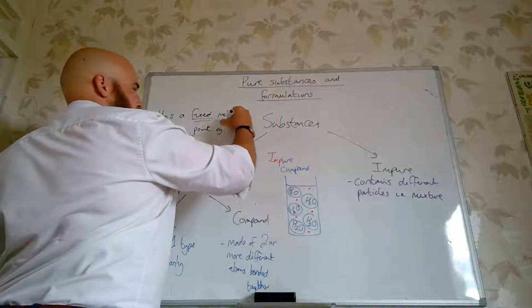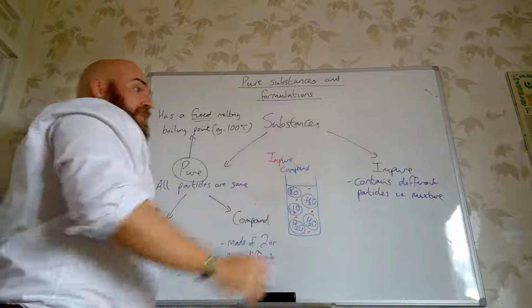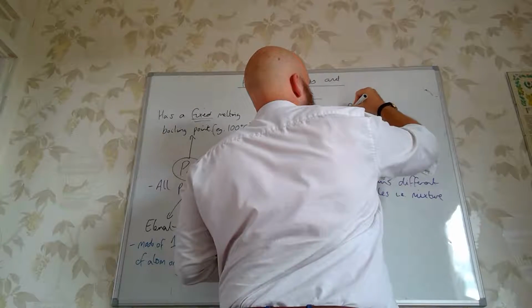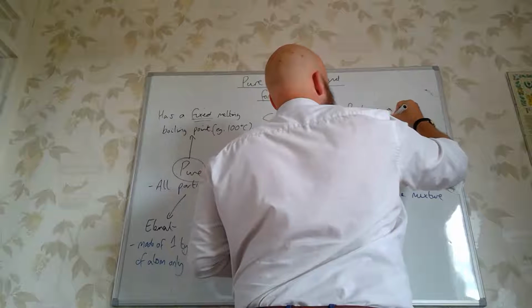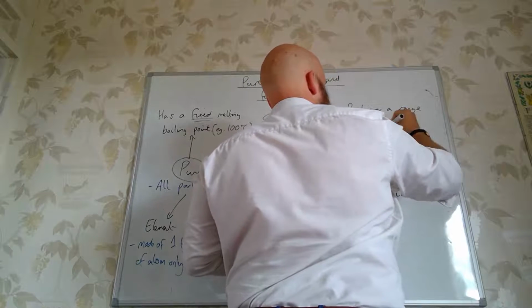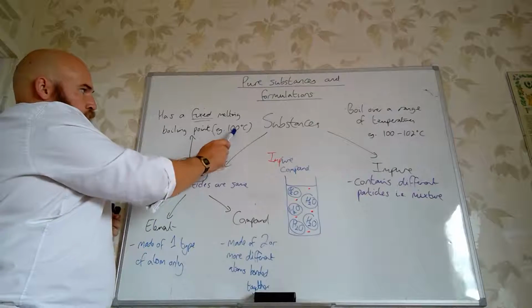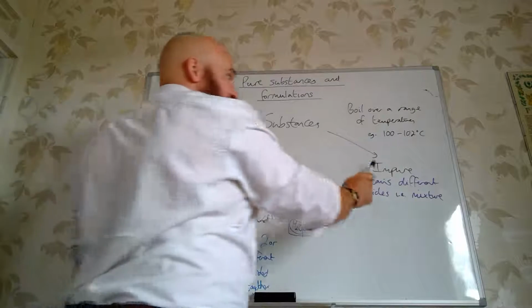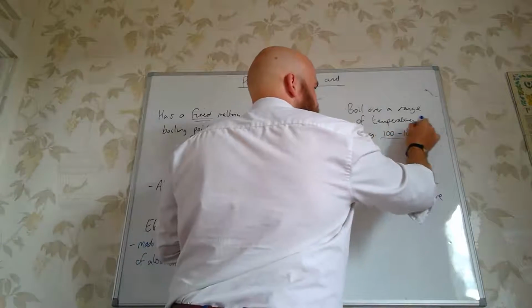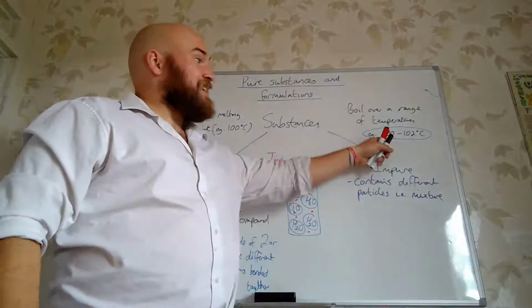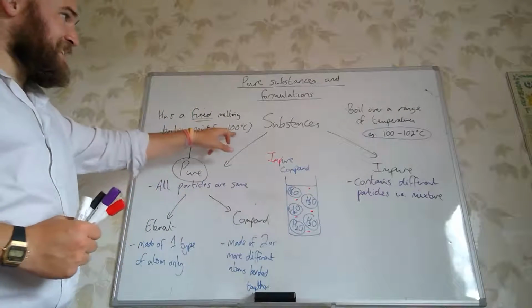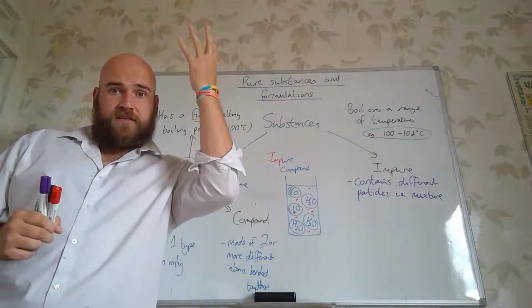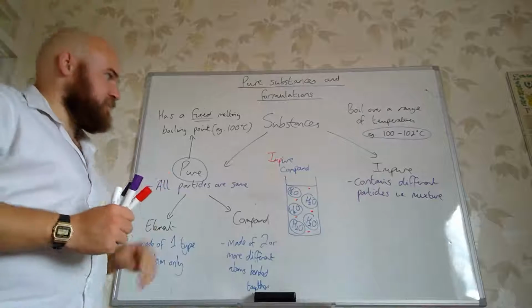So here, the boiling point would be 100 degrees Celsius. But if it was impure, it would boil over a range of temperatures. So you see the difference: pure water would boil at exactly 100 degrees Celsius, whereas impure water would boil over a range. So you could heat it to 100 and keep heating it to 102 and it'd still be boiling. Whereas if it was pure water, you heat it to exactly 100 degrees Celsius and it all evaporates. So that's the difference, and that's how you can tell a pure substance from an impure substance.